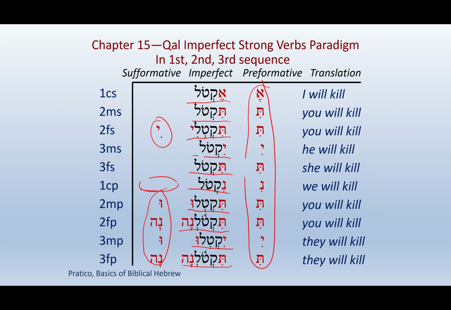But it's really important to be able to look at it and recognize it. And you see that aleph on the front and go, oh, that's a 1CS. Or if you see a yod on the front, like here on the 3MP, and a vav on the back, you recognize it as third masculine plural. That's very important to be able to know who's doing what. It just makes it a lot easier to know the person, gender, and number of the verb.